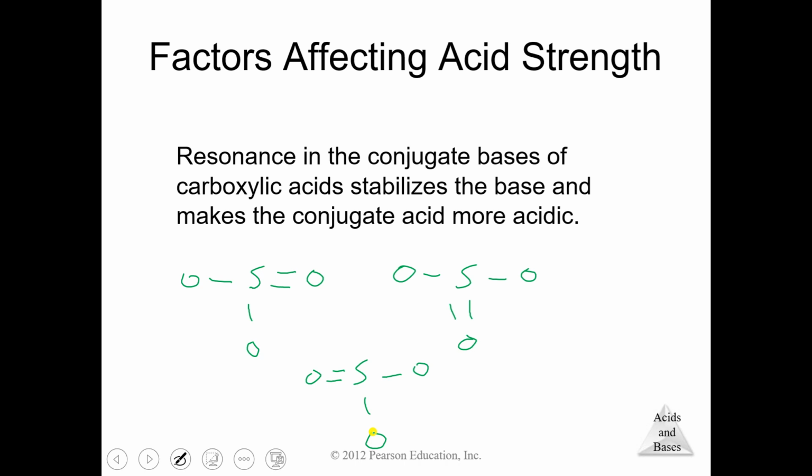Okay, so if we're talking about carboxylic acids, the conjugate base of a carboxylic acid, remember, carboxylic acid, okay, it's carboxylic acid. The conjugate base, carboxylate, it stabilizes the base, okay? So the conjugate acid becomes more acidic.